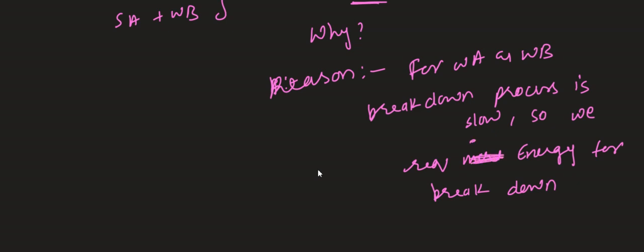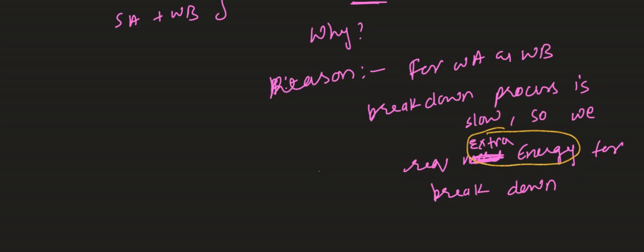Instead of writing more, better we can write that we require extra energy for the breakdown. From where is it utilizing this extra energy? It is utilizing extra energy from the 57 value. Whatever the extra energy we required for the breakdown process.